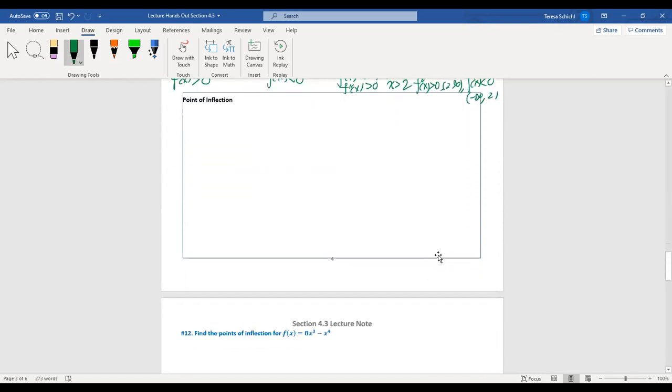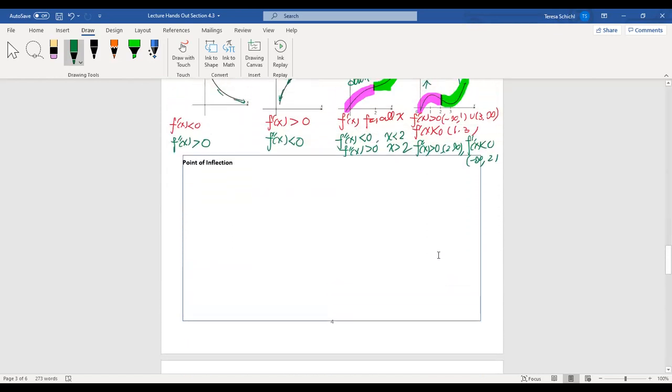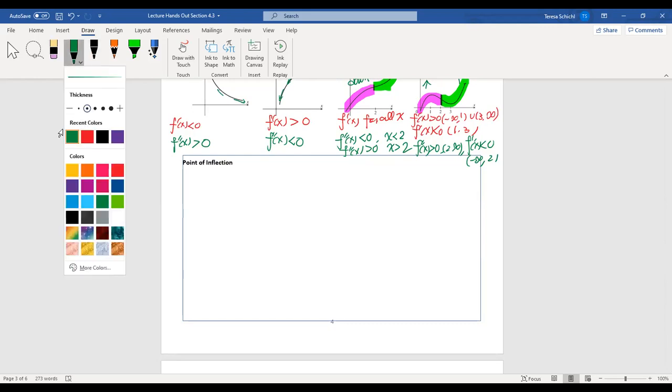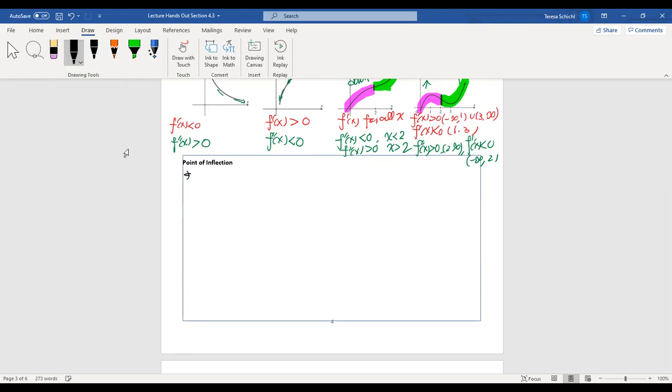Okay, so the next thing we want to talk about is the point of inflection. So what is the point of inflection here? The point of inflection is the point where the concavity changes here. That means you can change from concave up to concave down, or concave down to concave up.